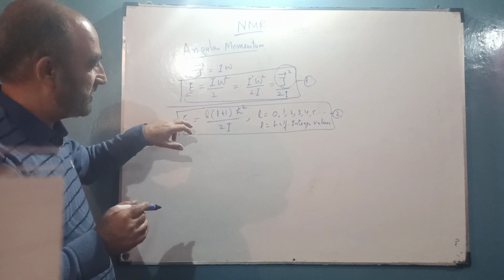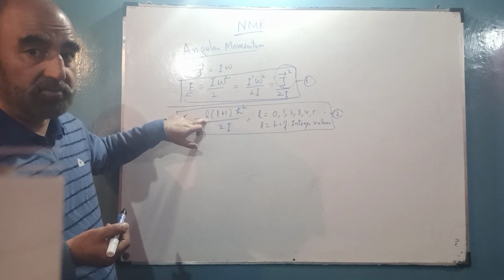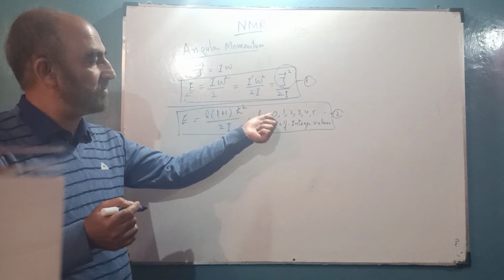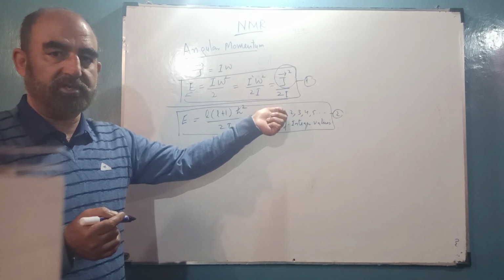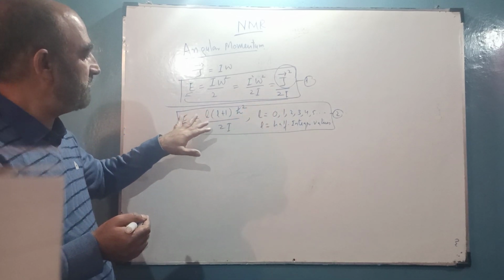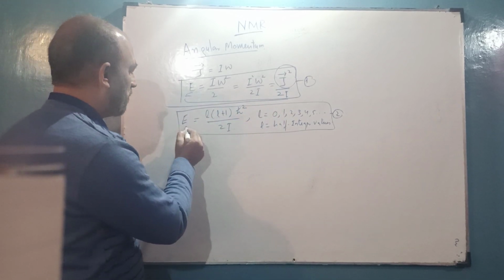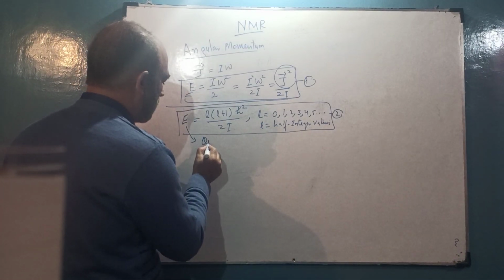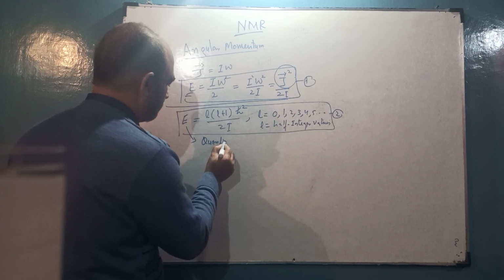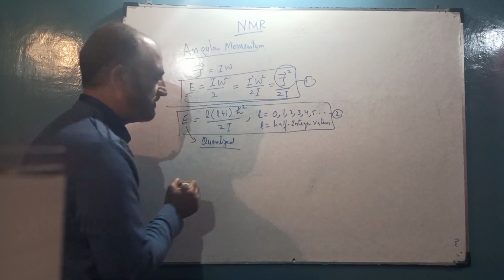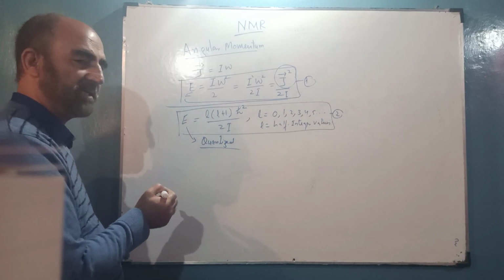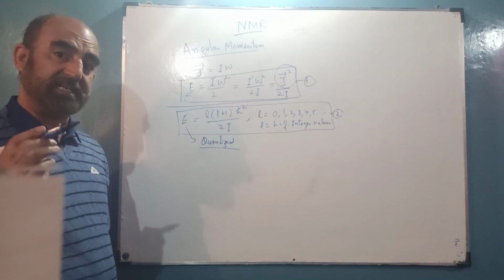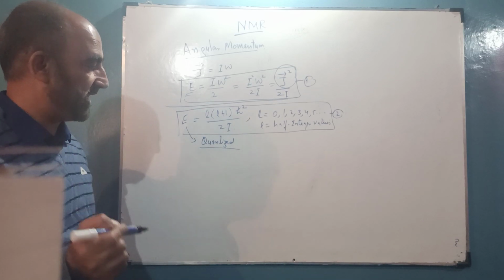But this expression shows that this L cannot have all possible values. It can only have certain specific values. For example, it can have 0, 1, 2, but it cannot have 2.3 or 4.5. So we say that the rotational energy of subatomic particles is quantized. Quantized means the particles can have only a discrete amount of rotational energy, or that they can have discrete energy levels. They cannot have all energies.